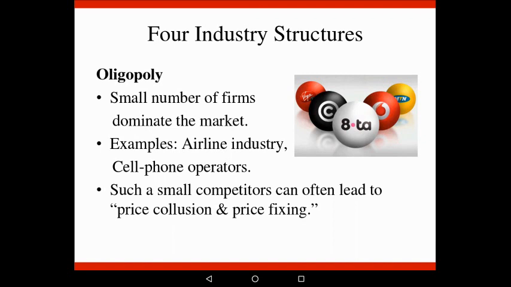But because there's often such a small amount of competitors, it can often lead to price fixing, where they chat to one another behind closed doors and say, okay, let's all raise our prices together. The problem with that is that then the customers don't have a choice. They have to pay those higher prices, and it's illegal to do that because it has to be fair.